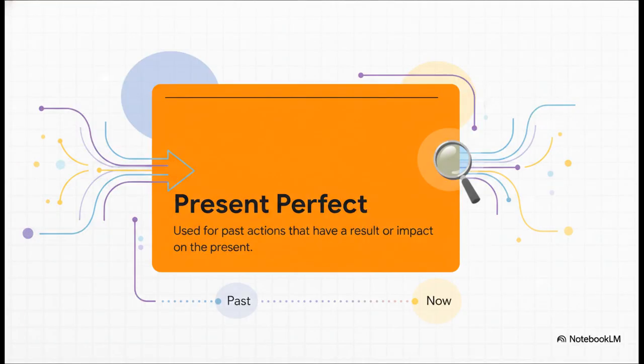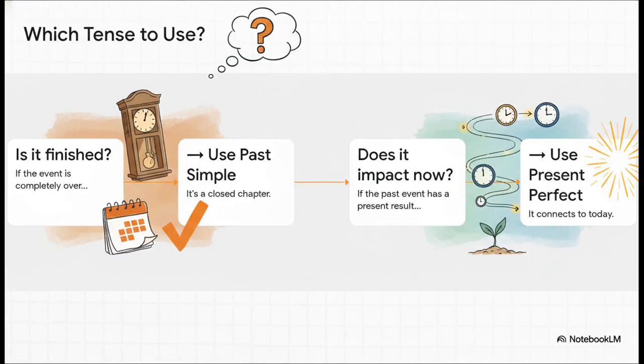Now the present perfect, it's a whole different beast. This one is all about connection. Think of it as the past reaching out and kind of shaking hands with the present. The action happened back then, sure, but it has a result or a consequence that you can still feel or see right now. And this slide right here gives you the perfect mental flowchart for your test.